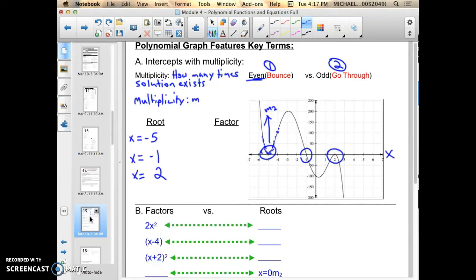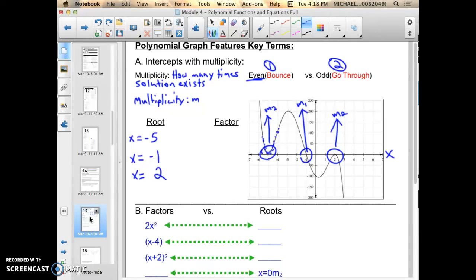This one, -1, goes through, so it's going to have an odd multiplicity, and for these purposes, we're just going to use multiplicity 1. It could have multiplicity 4 or multiplicity 3, it just has to be even or odd, and we're just going to use 2 and 1 for this objective. And the higher the multiplicity, it just looks different at that point. The graph would look a little bit different. And then finally over here, it bounces again, so it's going to have an even multiplicity, so it'll still be multiplicity 2.